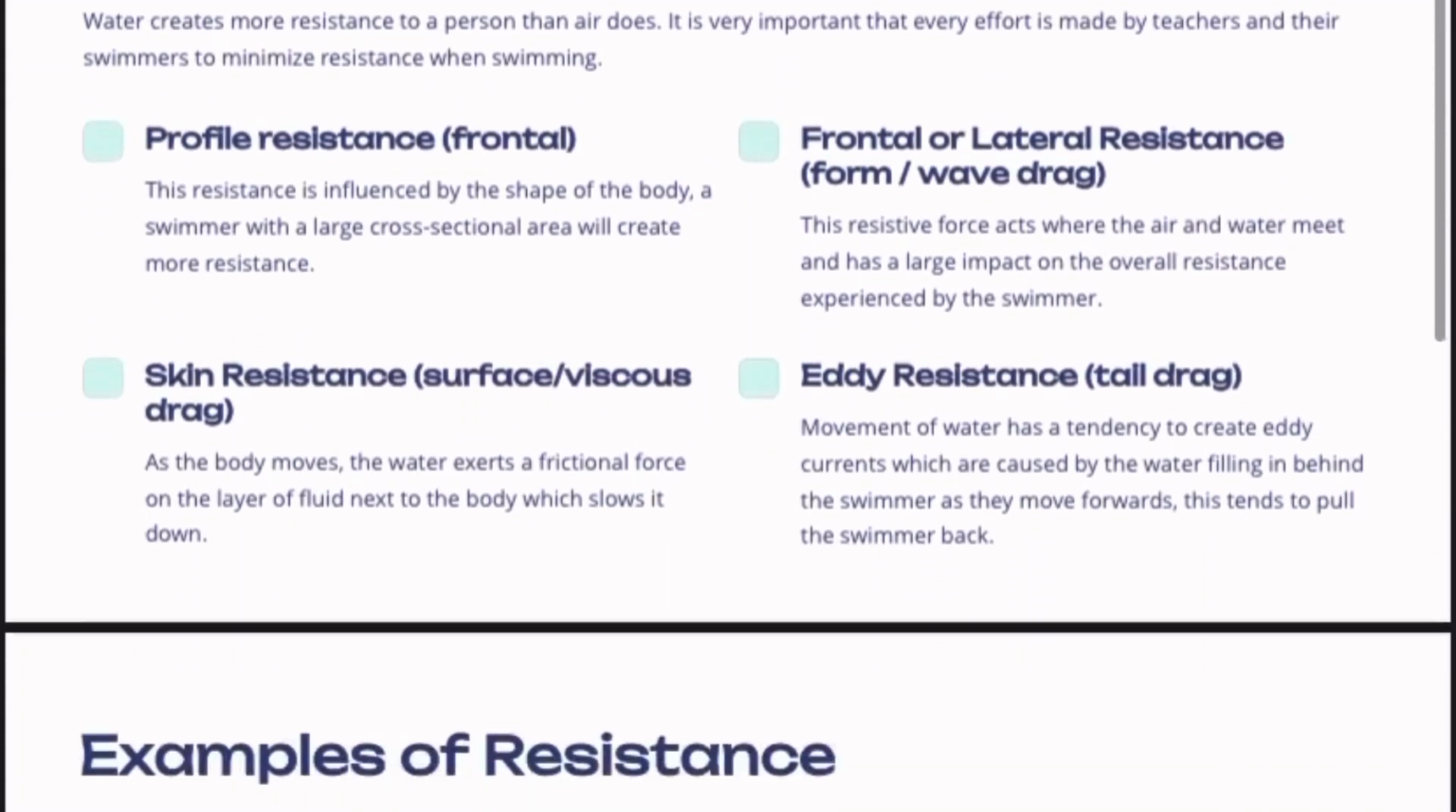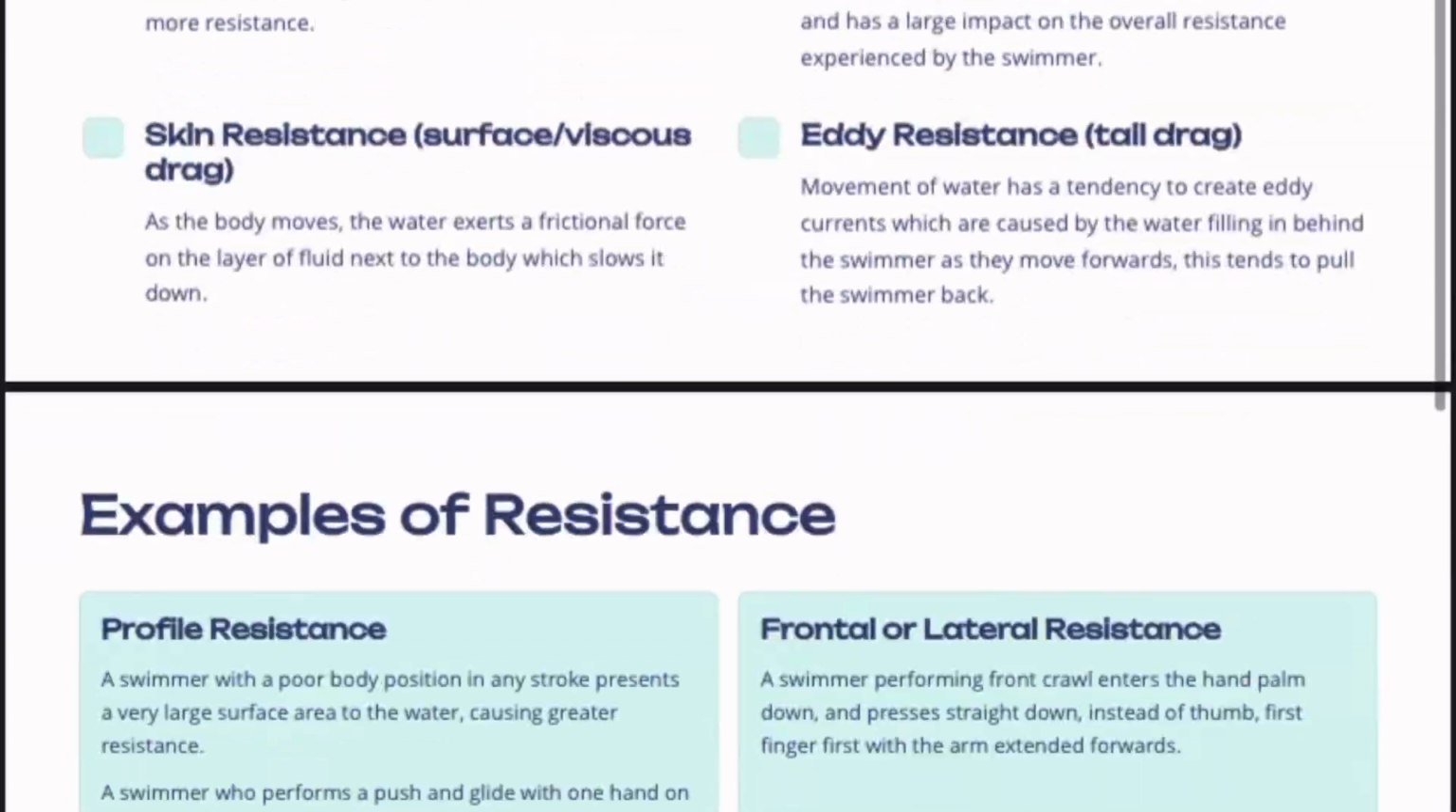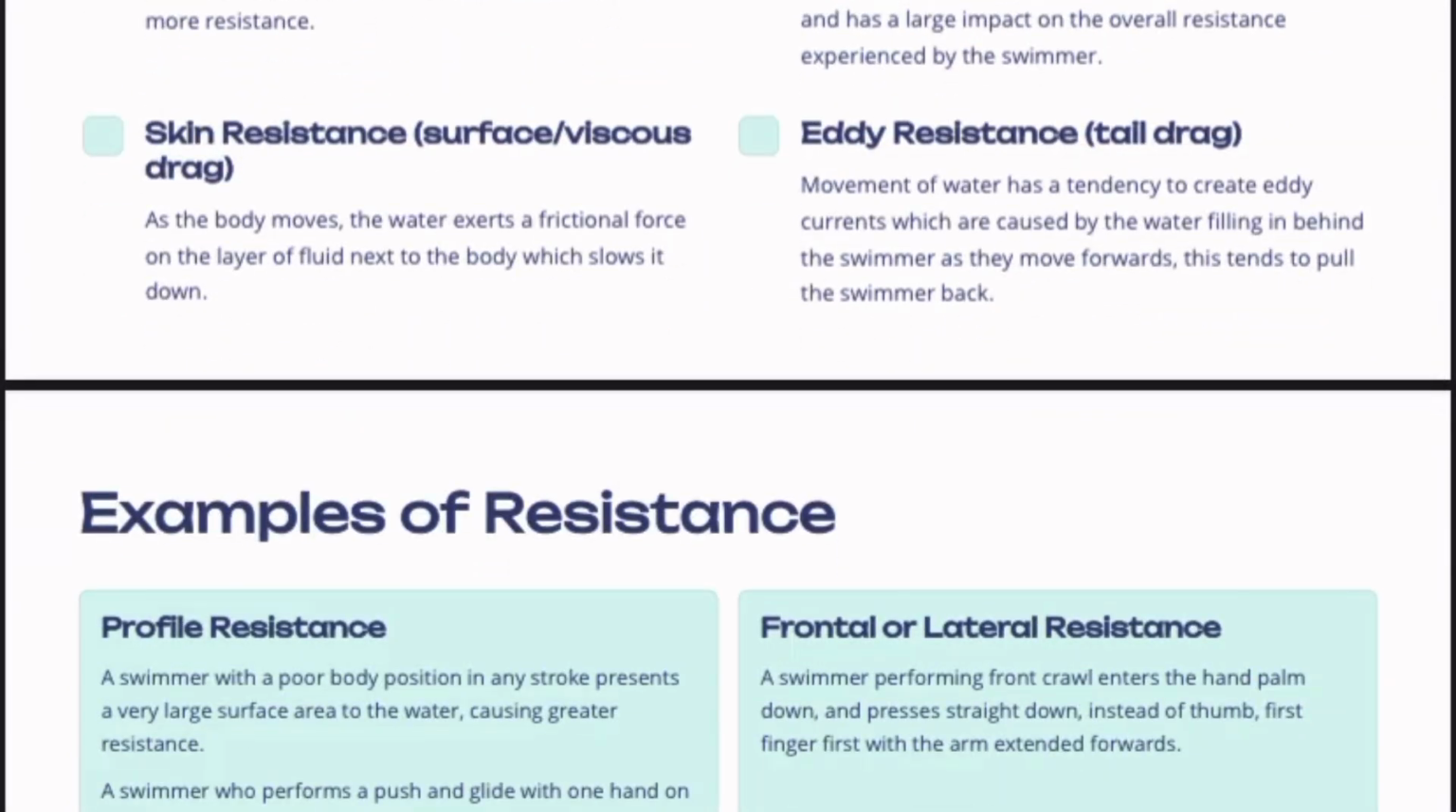Okay, so next we have here resistance in the water. Water creates more resistance to a person than air does. It's very important that every effort is made by the teachers and their swimmers to minimize the resistance when swimming. Okay, so profile resistance, which is frontal. This resistance is influenced by the shape of the body. A swimmer with a large cross-sectional area will create more resistance.